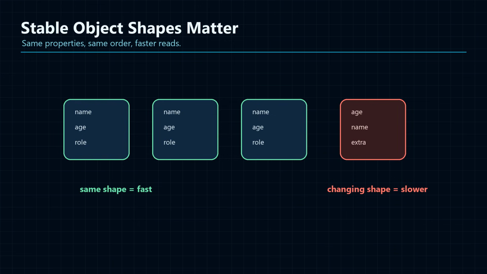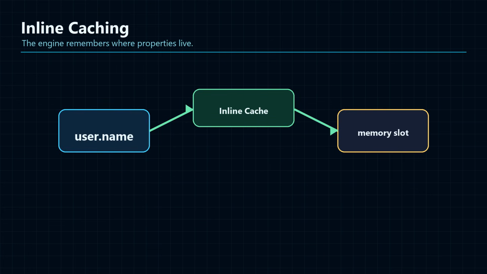The engine also watches your objects. If objects are created with the same properties in the same order, they share a shape, sometimes called a hidden class. Stable shapes make property access faster. This leads to inline caching. When your code reads user.name, the engine remembers where name was found. If future objects look the same, the engine uses that shortcut.